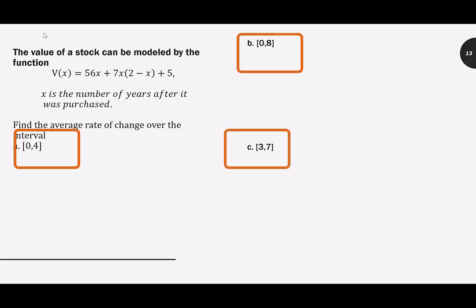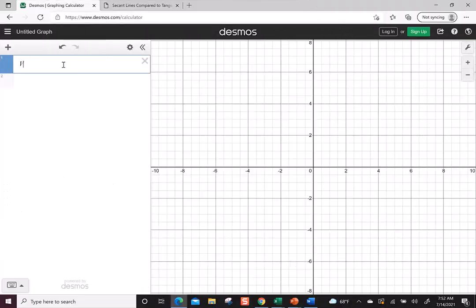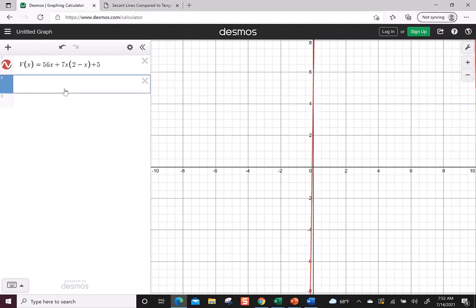To make this a little easier, let's go to Desmos. In Desmos, I'm going to start by typing in the function v of x is equal to 56x plus 7x times 2 minus x plus 5. And then I want to have it evaluate the function for me.